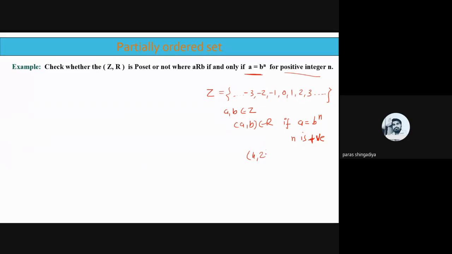So you can consider 4, 2. Okay, a is equal to 4 and b is equal to 2. So I can write 4 is equal to 2 raised to 2. Clear? 4 can be written as 2 raised to 2, a is equal to b raised to n. So I consider n as 2 and 2 is a positive integer. So this pair 4, 2 you can include. You can also include 3, 9.